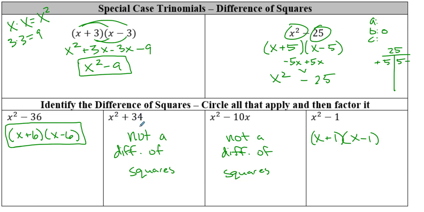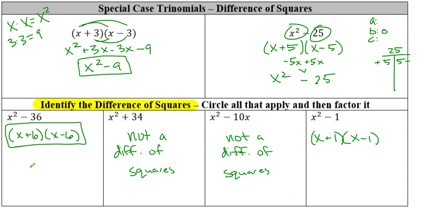So 34 is not a perfect square, so this is not a difference of squares. 10x is not a difference of squares either, because that x is not a perfect square, nor is that 10. And then here we have x squared and 1. These are both perfect squares, so we get x plus 1 and x minus 1. That is our difference of squares. Very important to identify these.